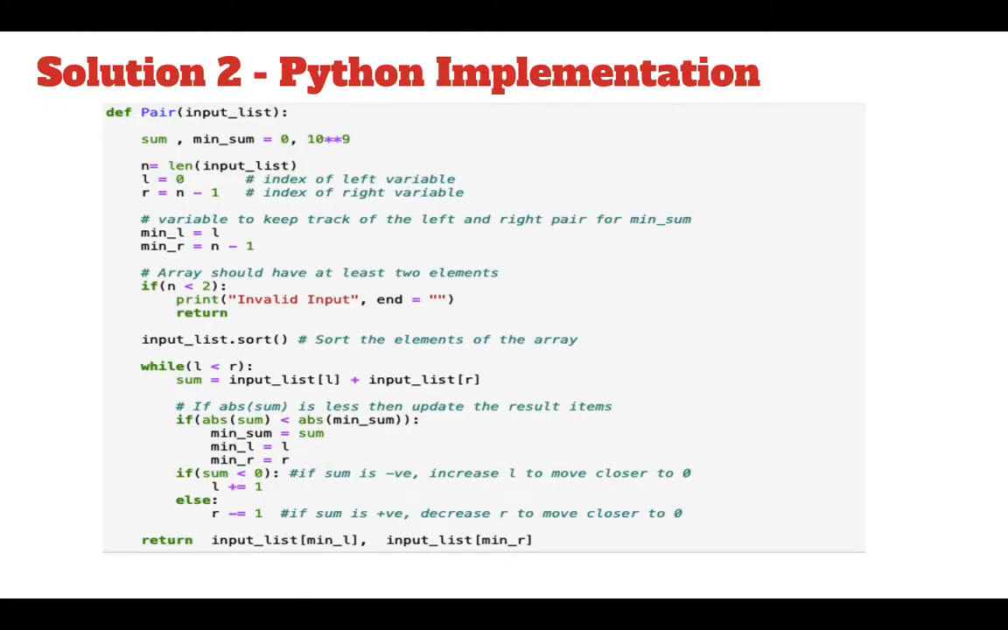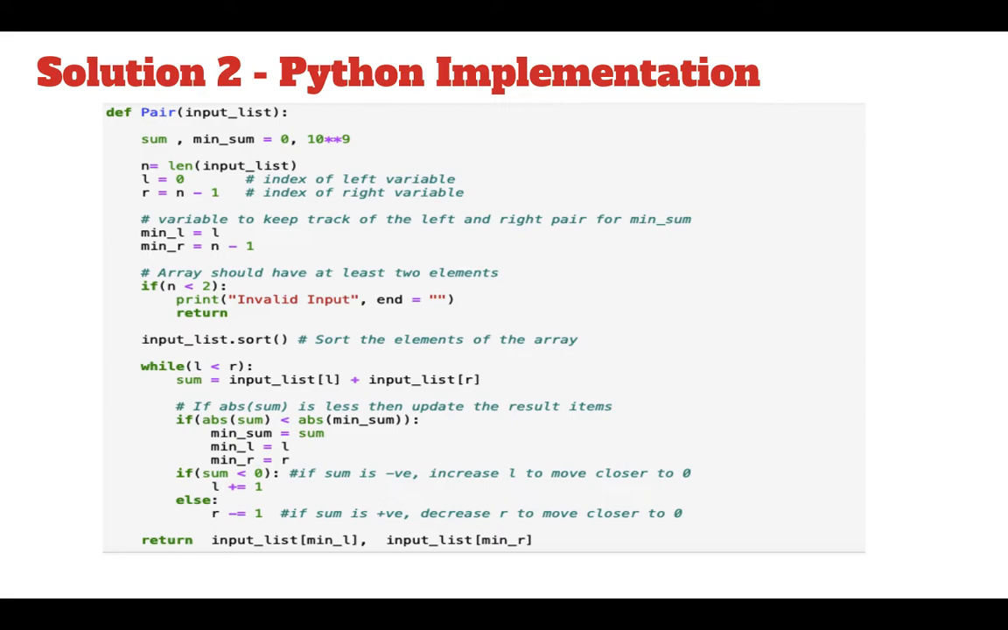So if you look at the Python implementation of the optimized code, the solution 2, we've defined a function pair which takes an input list. We've defined two variables, sum which is initialized to 0 and minimum underscore sum which is initialized to a very high value, for example 10 to the power of 9. N is defined as the length of the input list. L is defined as the index of the left side as we traverse. R is the index as we traverse from the right hand side. So L is initialized to 0 and R is initialized to n minus 1.